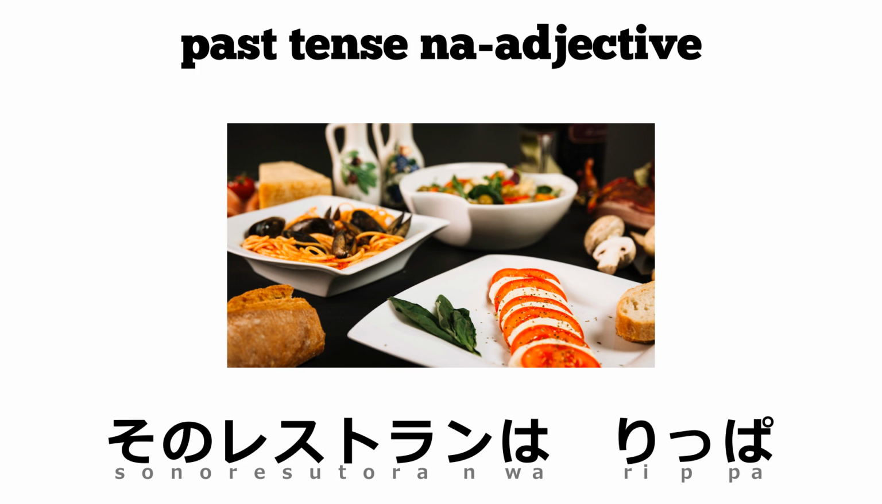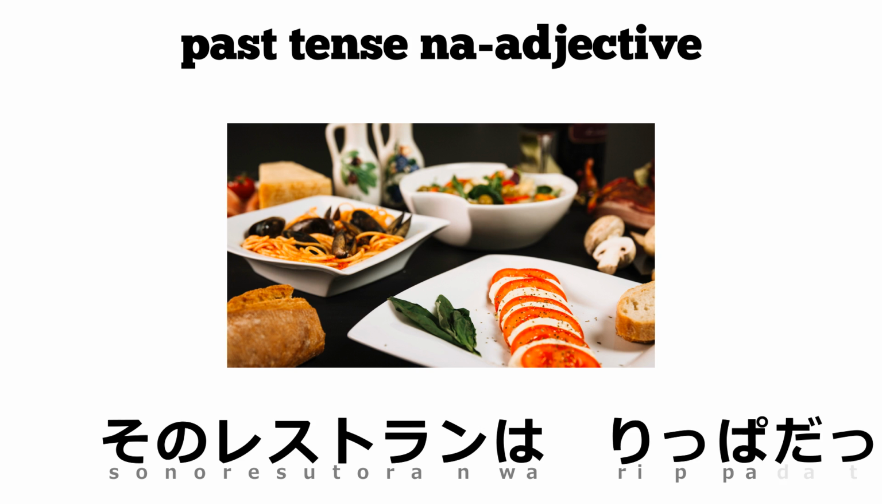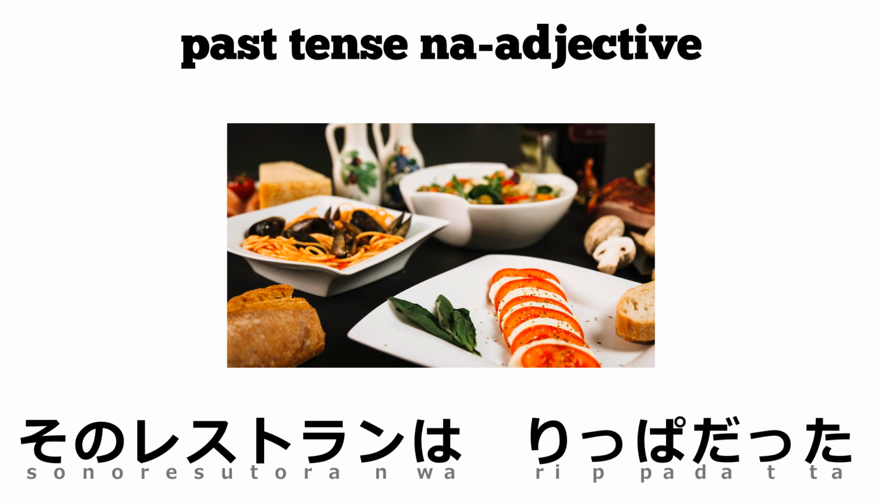そのレストランは立派. Right. You would say, そのレストランは立派だった. To break that down, その is that, レストラン is restaurant, and 立派 is splendid or elegant. So altogether, you have that restaurant was splendid.